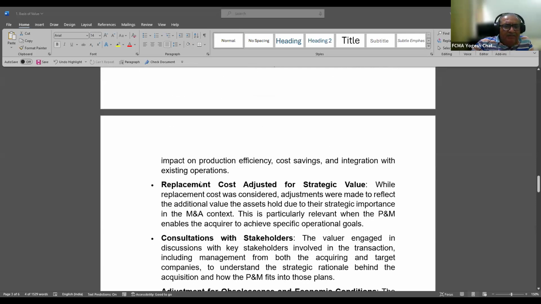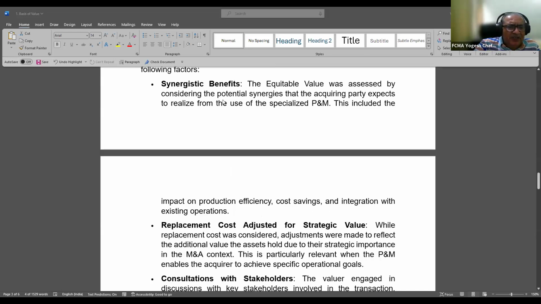And that included the impact on production efficiency, cost saving, and integration with the existing operation. So in our example, I gave you the example of a compressor which is used in an LPG plant. If there is another company which is also engaged in storage of LPG, like Reliance Refinery at Jamnagar, probably they will give a much higher price for that compressor as compared to another company. A compressor can be used for other purposes also. So other companies may give a lower price as compared to the price given by a company doing a similar type of business. So that is very important: synergistic benefit.